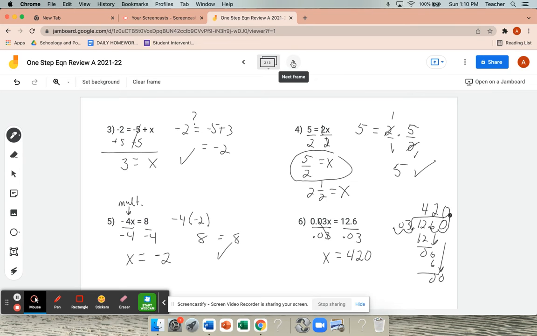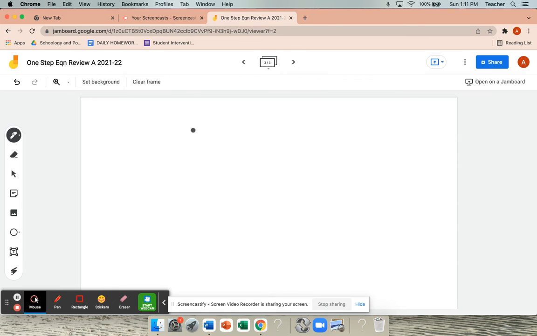We have really one other case of division. So I think this is number 7. The next one we're going to talk about is when we're dividing. So I have x divided by -3 equals 4.